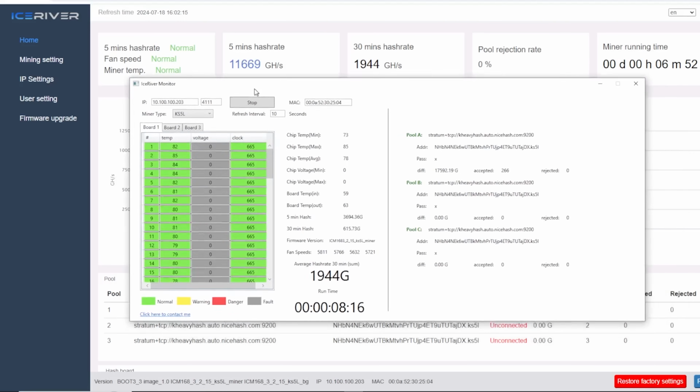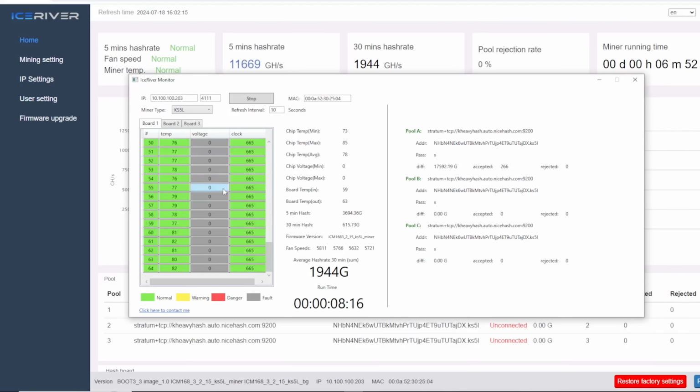Now, I just wanted to check the Ice River monitor and look at the board temperatures. And yeah, this is really good. This is really all of them under 85 degrees Celsius. Of course, it just started.